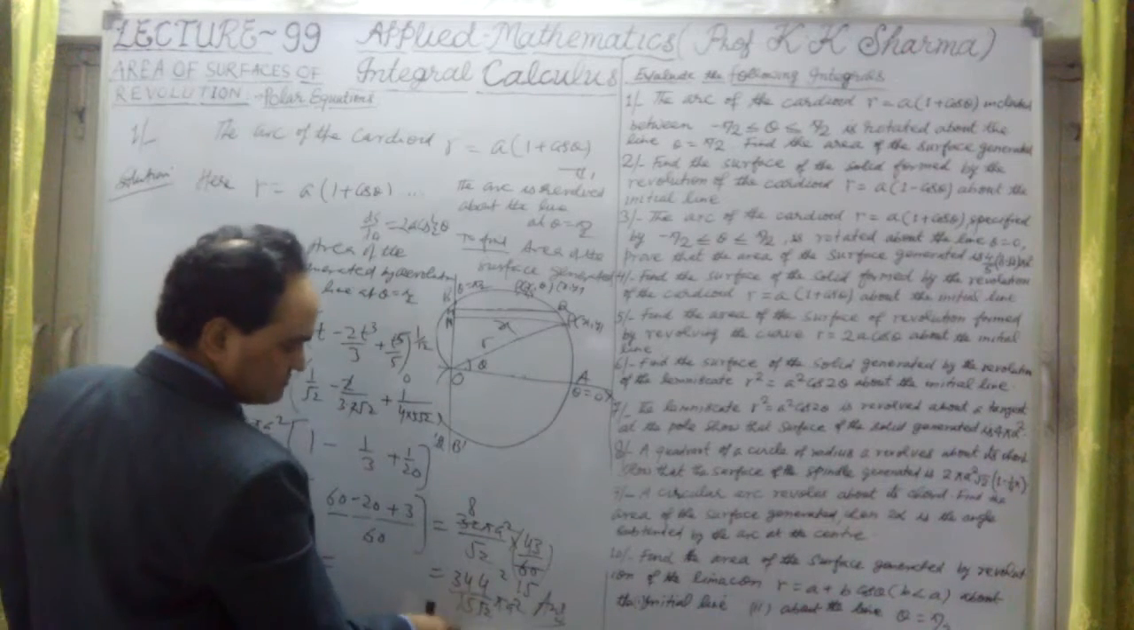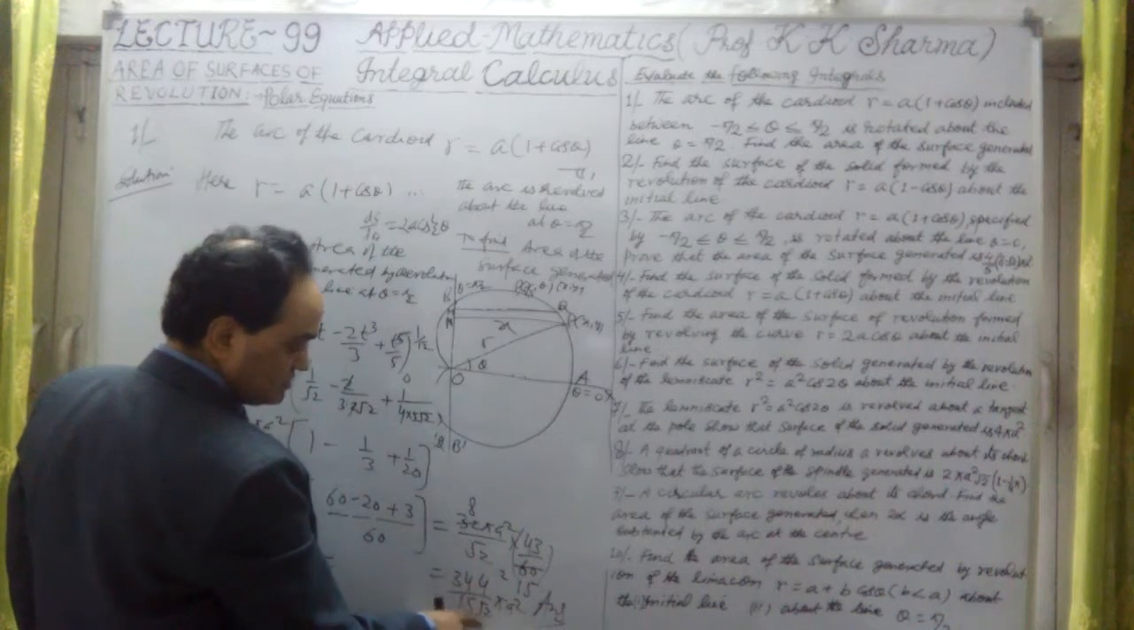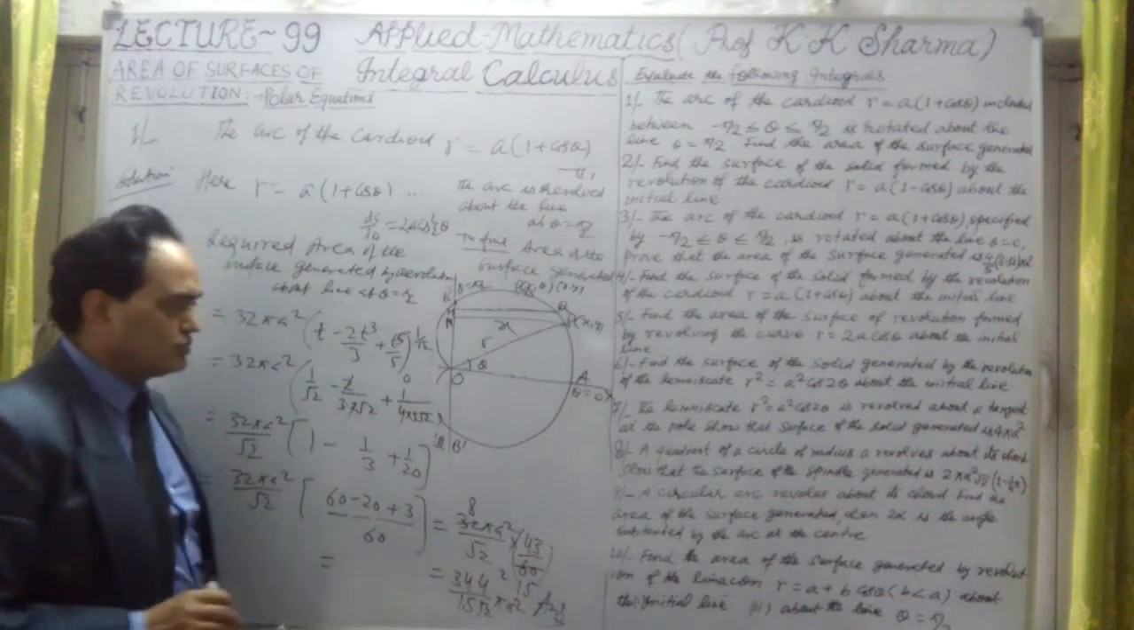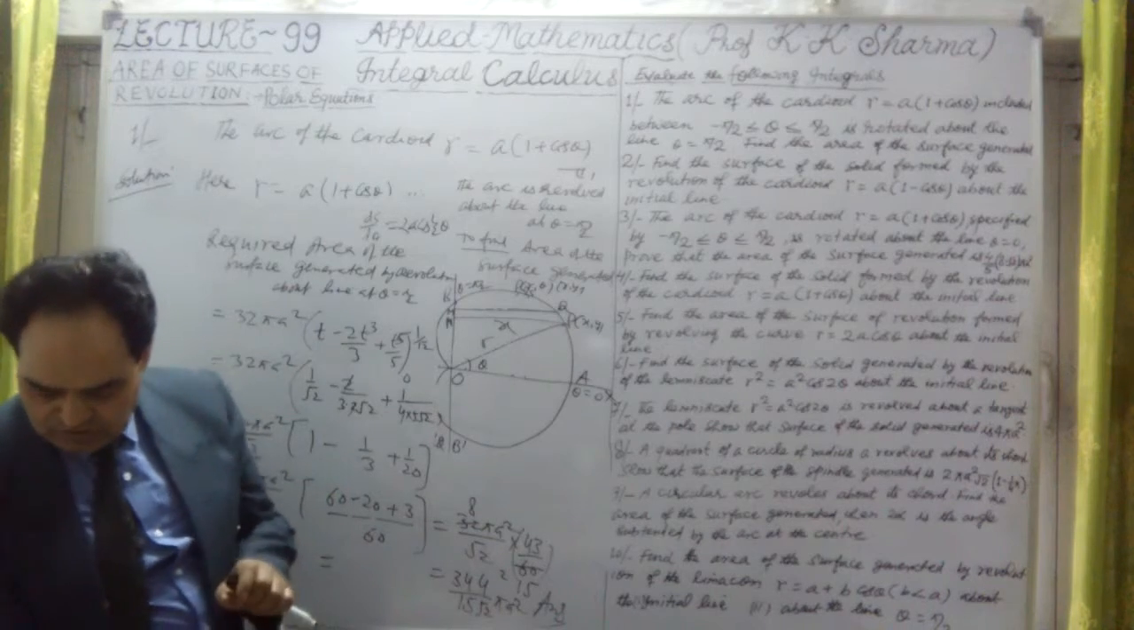It can be further cancelled out by 2. It can be 2 and root 2 can come in the numerator, no problem. This is the answer. Okay, so this is the question number 1. Let me take the next question.